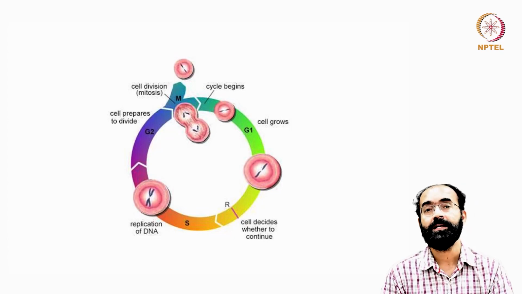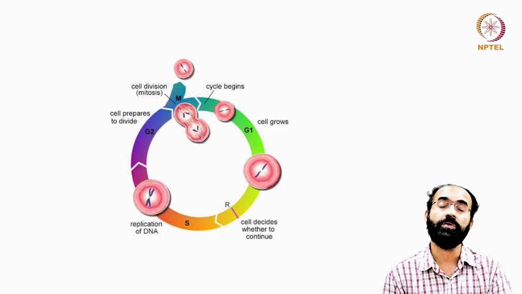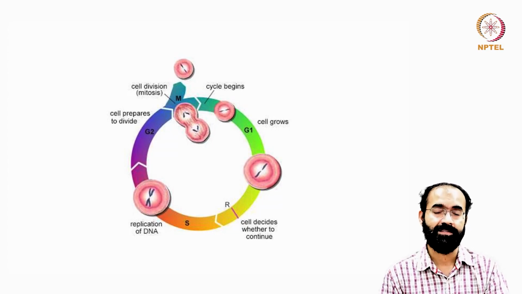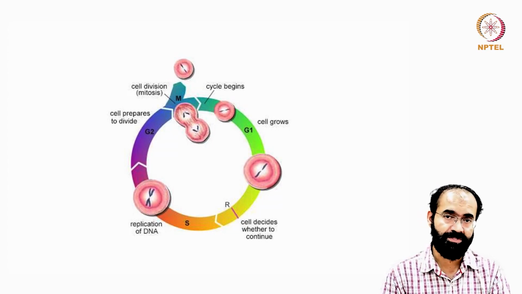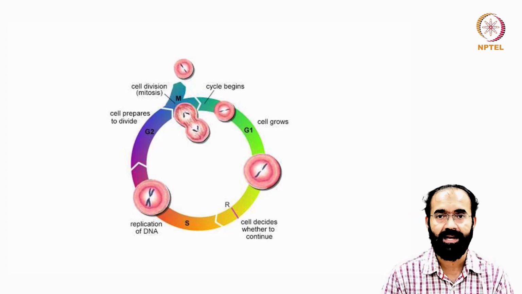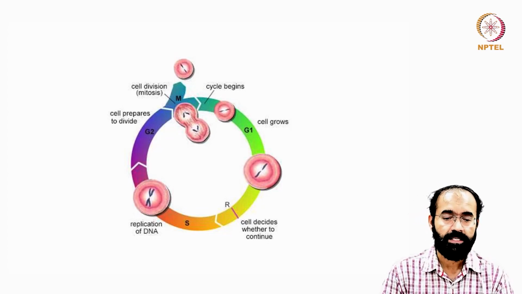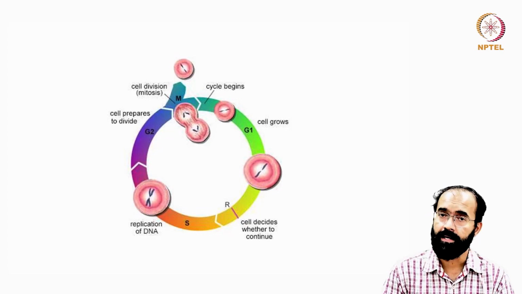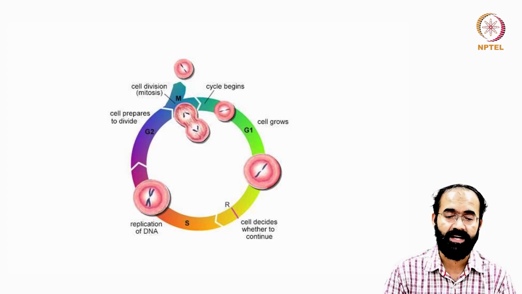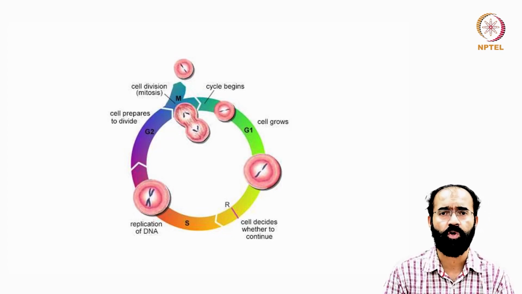If there is a requirement, then the G0 cells, which have come out of the cell cycle, will now enter the cell cycle again. So it has to start from scratch. G0 cells now become G1, then S, then G2, and then M phase. M is for the cell actually dividing. Replication happens in the S phase, and at G2 phase the cell prepares to divide. This G stands for growth basically.